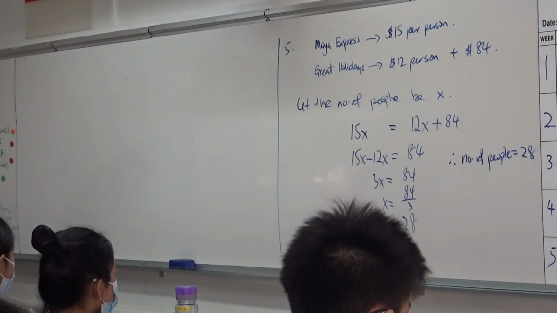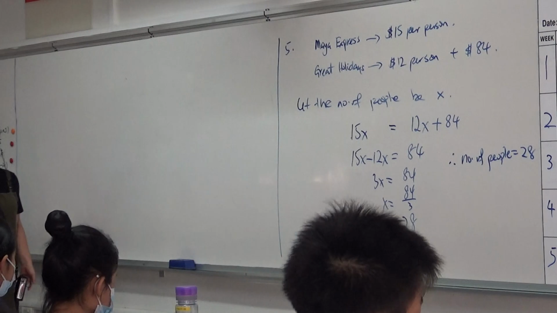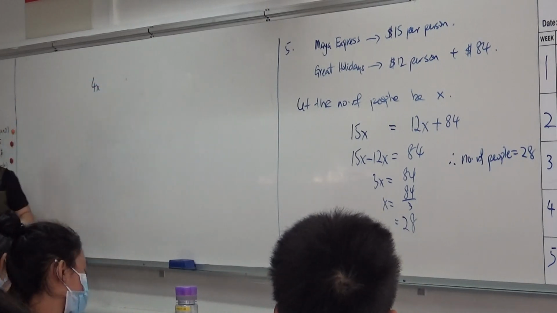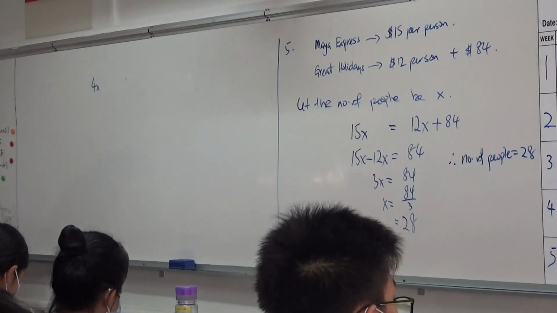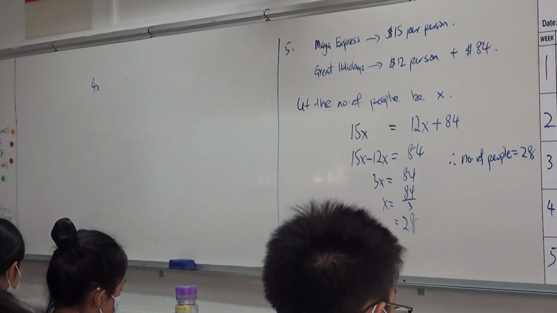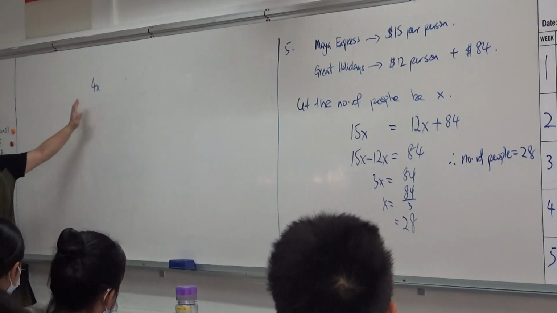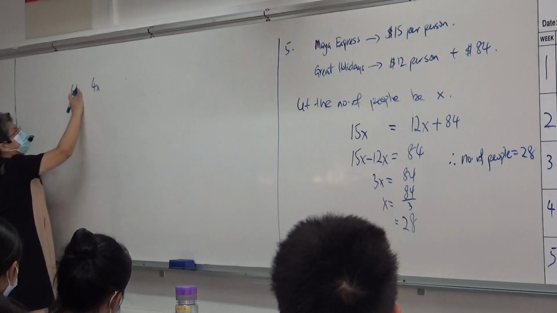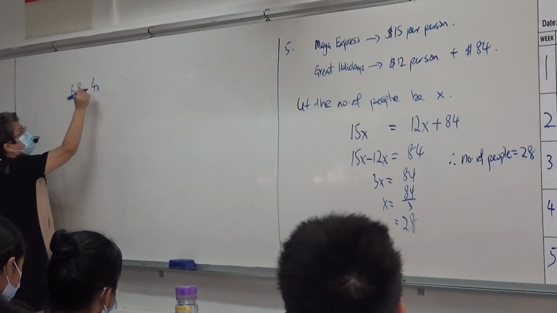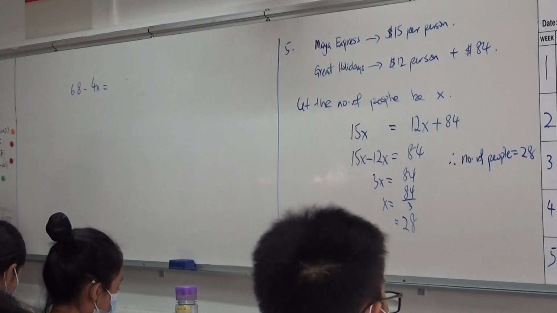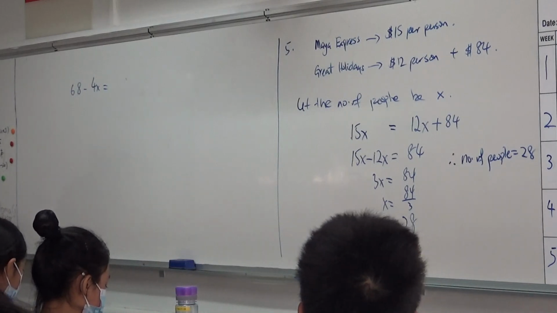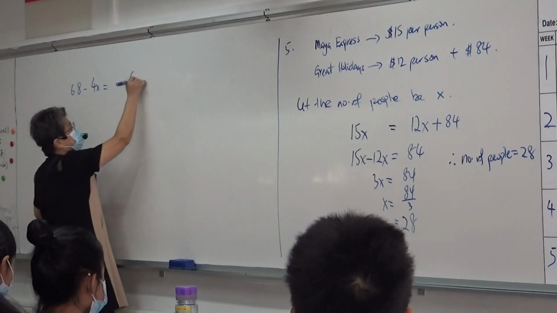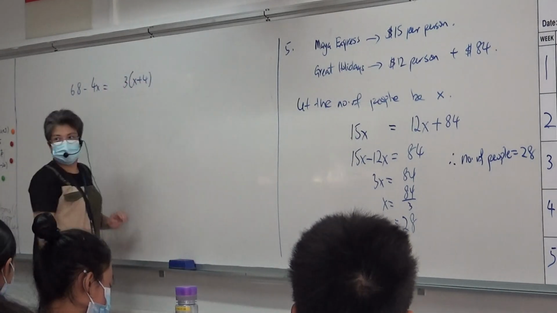When a number x is multiplied by 4, what does it become? 4x. Okay. Then this is where we make mistakes. Then subtracted from 68. Is it 68 minus this or this minus 68? 68 minus this. The result obtained is the same as what? 3 times the sum of what? x and 4. That means I must take x plus 4, then I times 3.